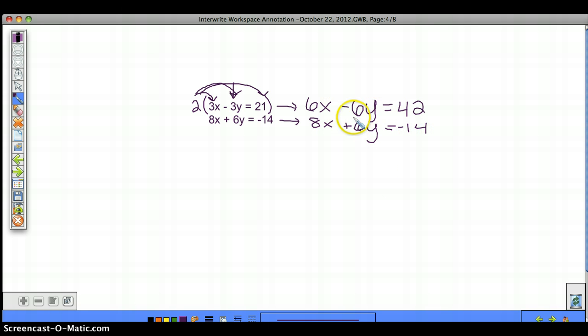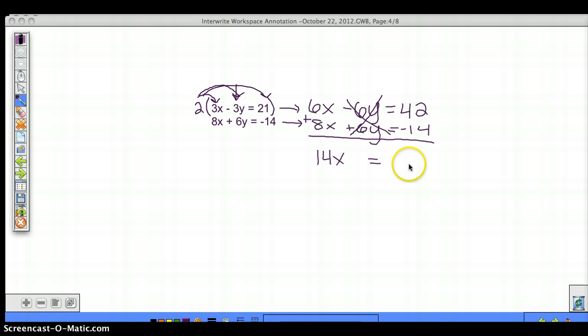Now I'm ready to eliminate this because negative 6y plus 6y will give me 0. If you need to go back and rewatch this step and how I found this, I would do so now. This step is very important. Now I can just add these together. I have 6x plus 8x is 14x. Negative 6y plus 6y is going to eliminate to 0. And then on this side, 42 minus 14 is going to give me 28.